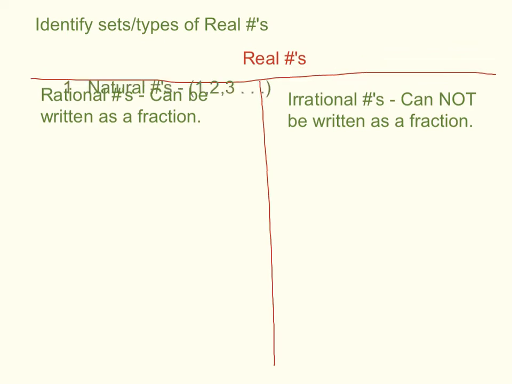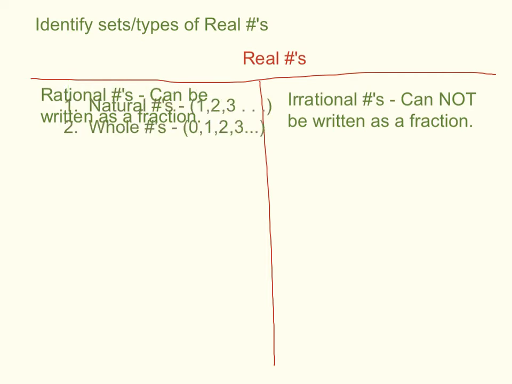Under rational numbers, there are 5 types of rational numbers. First, you have natural numbers. Those are the numbers you learned to count with when you started counting in preschool. You started with the number 1, 1, 2, 3, and so on. The second type of rational number is a whole number. Whole numbers are all the natural numbers plus 0. So 0, 1, 2, 3, and so on.